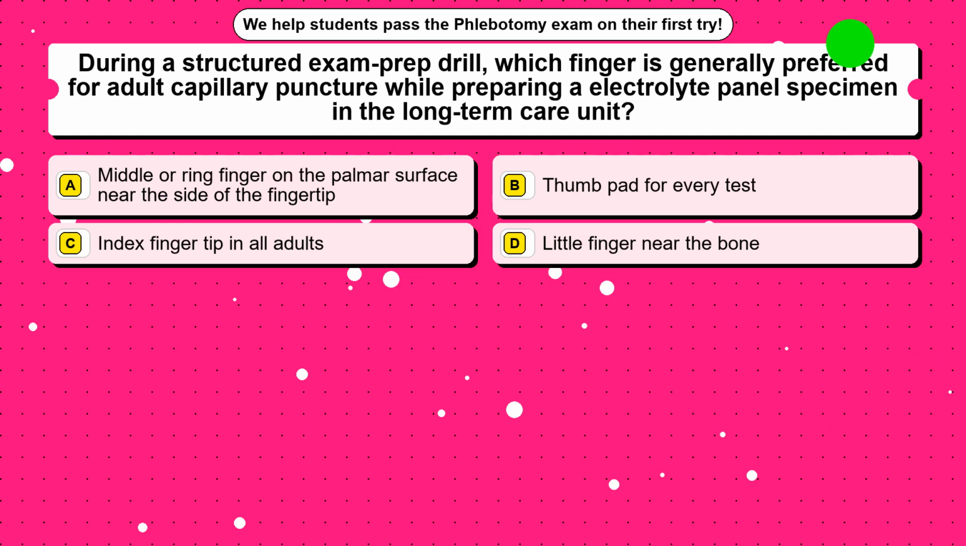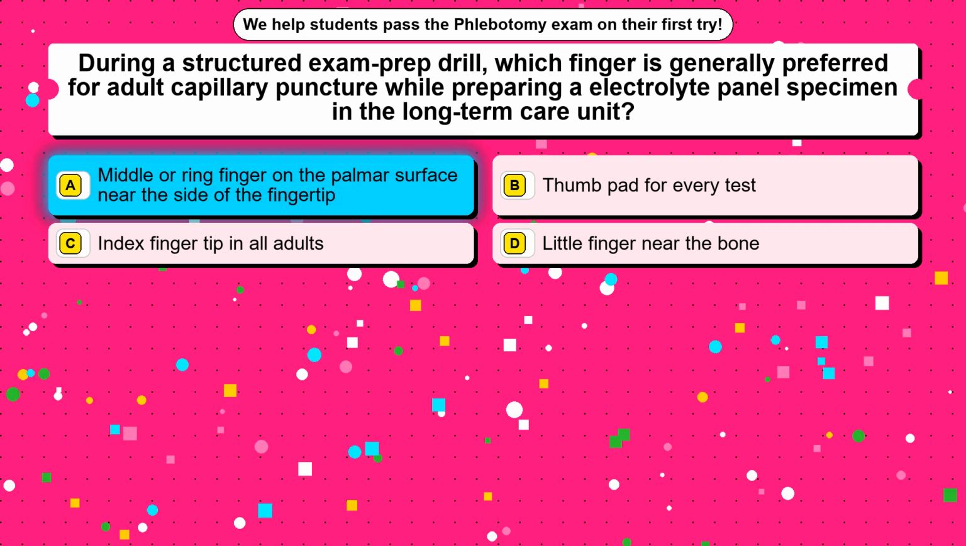Question 56. During a structured exam prep drill, which finger is generally preferred for adult capillary puncture while preparing an electrolyte panel specimen in the long-term care unit? Option A. Middle or ring finger on the palmar surface near the side of the fingertip. Option B. Thumb pad for every test. Option C. Index fingertip in all adults. Option D. Little finger near the bone.